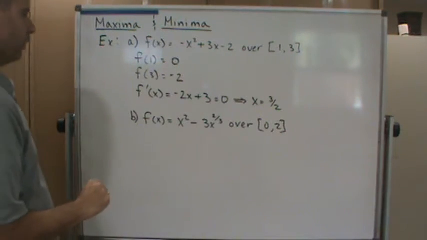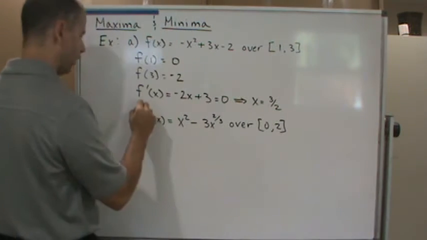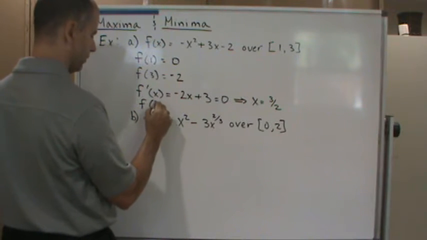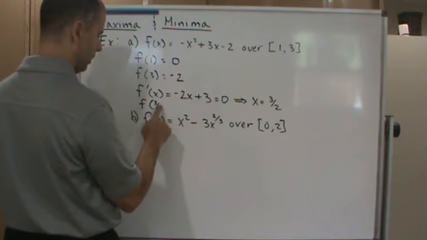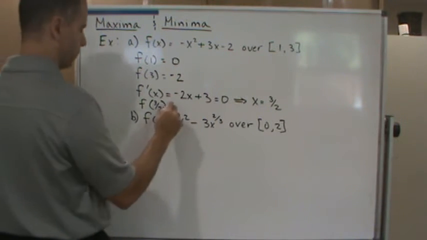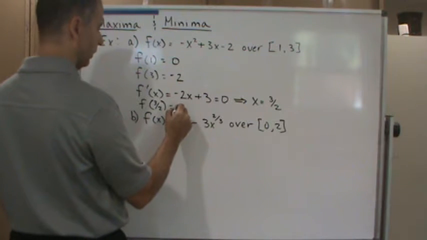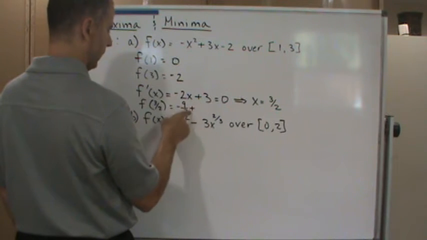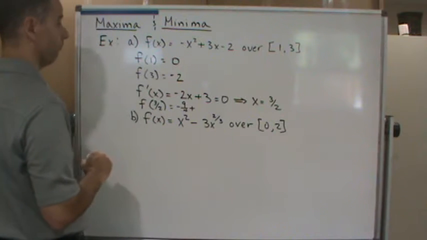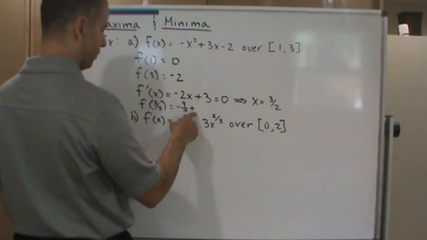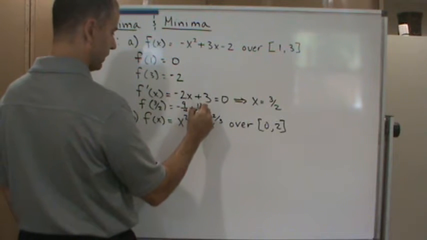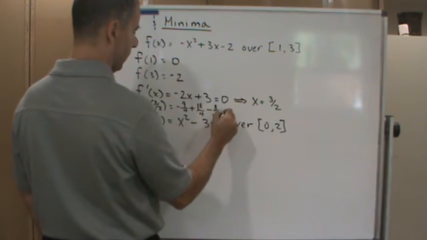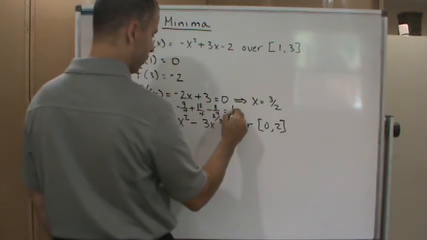Okay? And so what we're going to do is evaluate f of x at 3/2. So f of 3/2 is going to equal negative 9/4 plus 3 times 3/2, which is 9/2, which is the same as 18/4. And then we're going to have minus 2, which is the same as 8/4. And so that's going to give us what? That's going to give us 1/4.